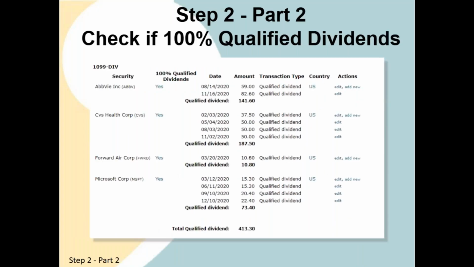At the bottom of the page, you'll see a list of all the dividends you've entered in bivio. First, make sure that in the column labeled 100% qualified dividends, you see a yes for all stocks that do pay 100% qualified dividends, or a no for those that do not pay 100% qualified dividends. There should be a no for investments like the REITs, ETFs, and many mutual funds. If you see that any of the dividends on your 1099s have been reclassified into different distribution types, you should see a no in this column.